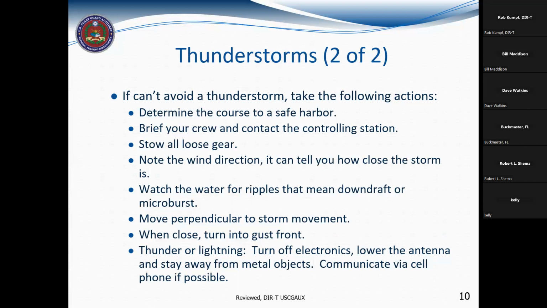Thunder or lightning, turn off all electronics, lower your antenna if possible, stay away from metal objects. And it says communicate via cell phone if possible. So there's probably that exception to the rule for that, since it's safer to communicate that way. Next slide, please.